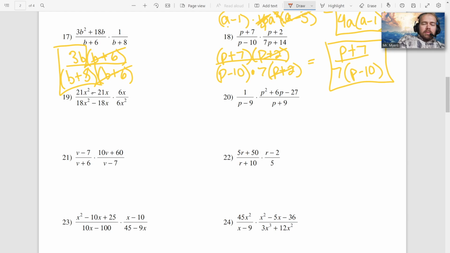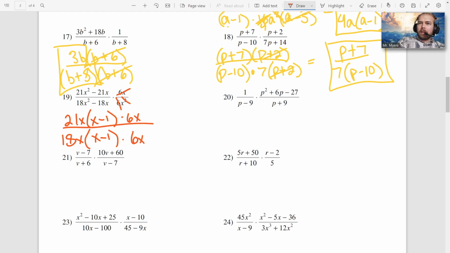Okay. So 21x, that's the GCF of that. X minus 1 times 6x. On the bottom, looks like 18x is the GCF. Then I have x minus 1 left over times 6x squared. Oh, and by the way, we could have canceled that out pretty much right off the bat and just have an x left over on the bottom. So I'll go ahead and do that, actually. That'll save some time there.